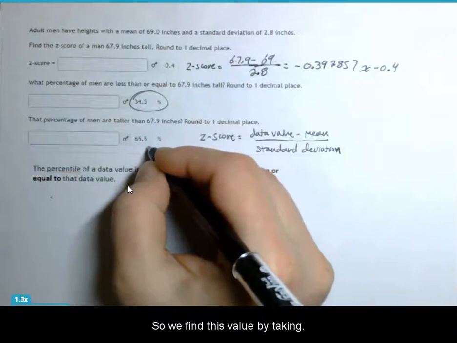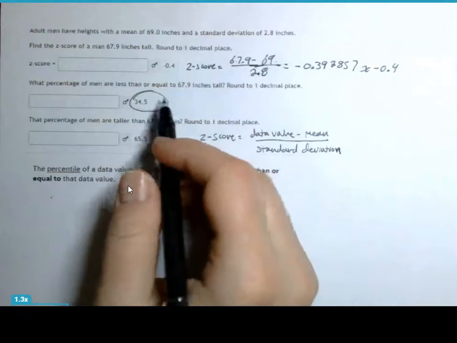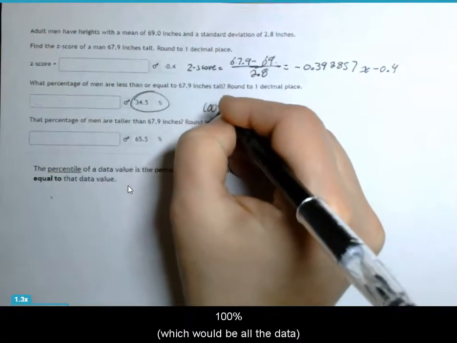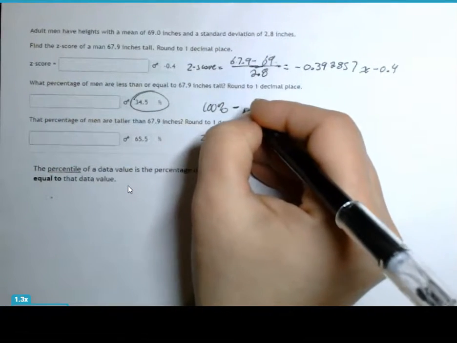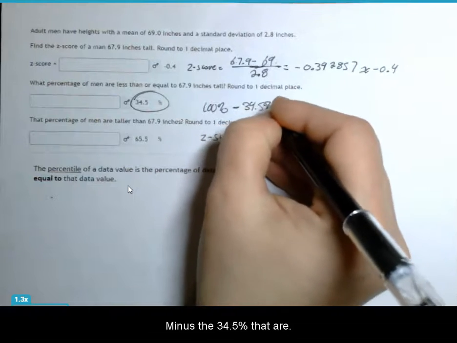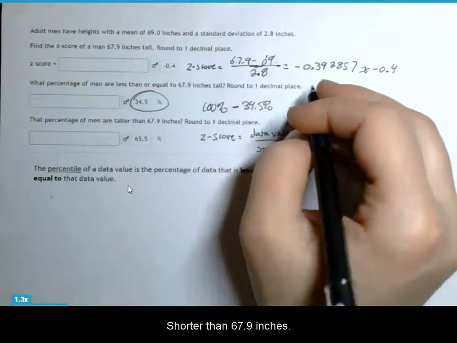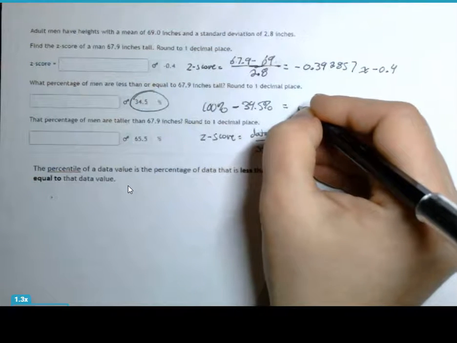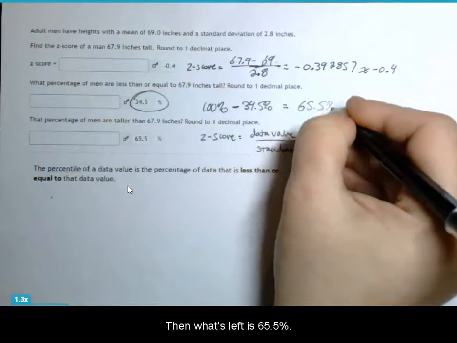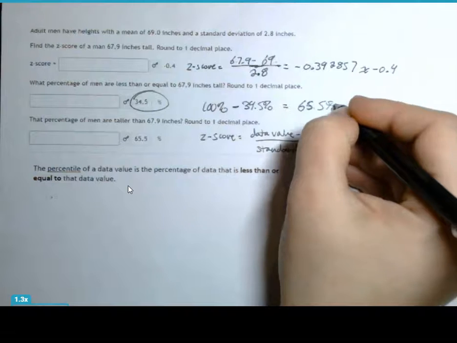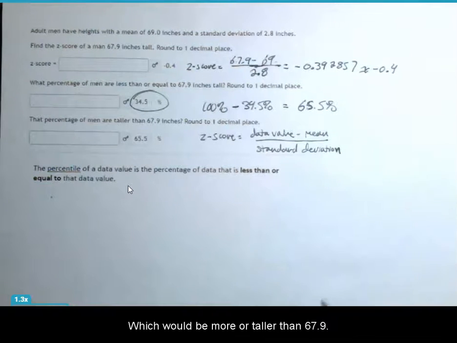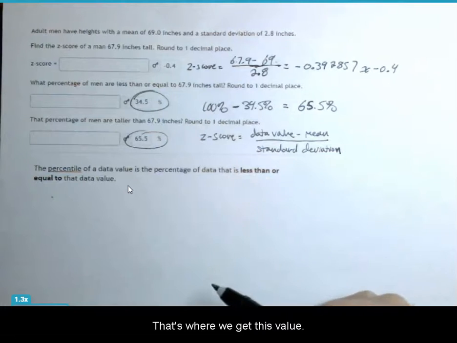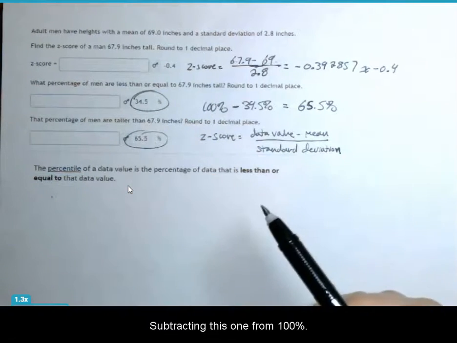So we find this value by taking 100%, which would be all the data, minus the 34.5% that are shorter than 67.9 inches, then what's left is 65.5%, which would be more or taller than 67.9 inches. So that's where we get this value, subtracting this one from 100%.